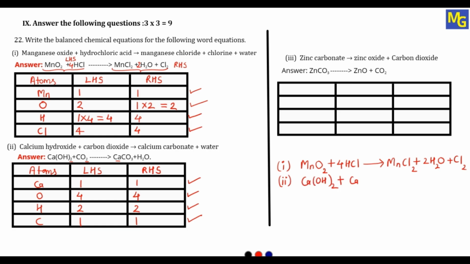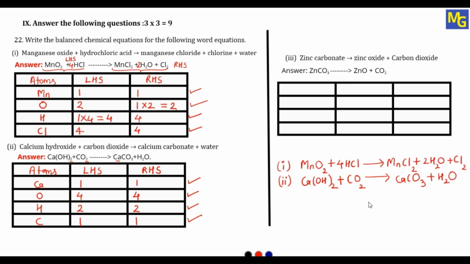Ca(OH)2 plus CO2, and then we are getting CaCO3 plus water. So this is our balanced chemical equation.